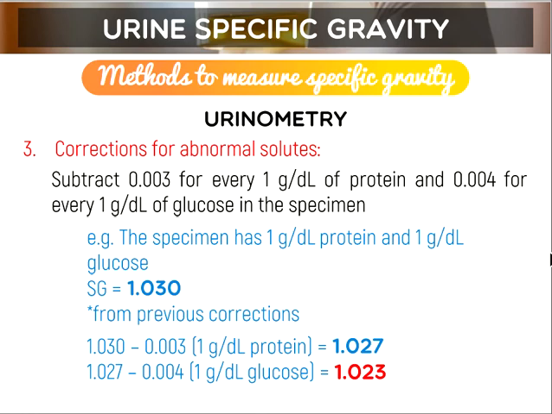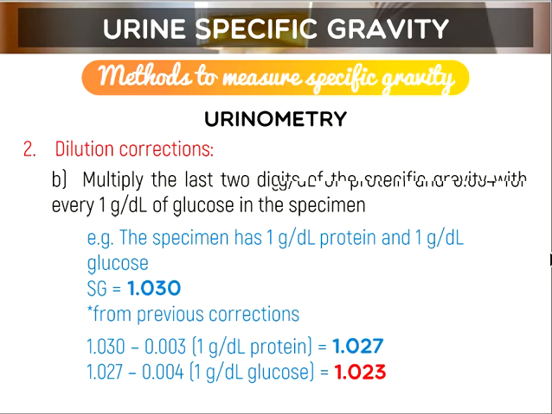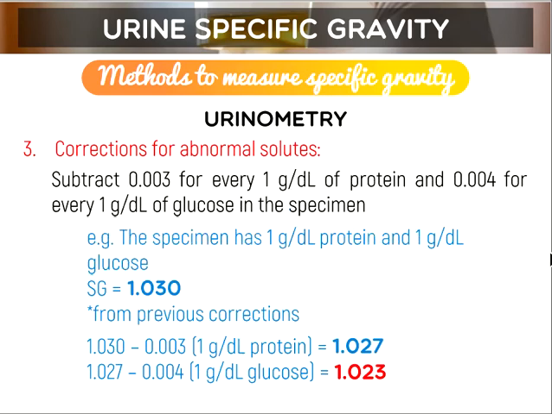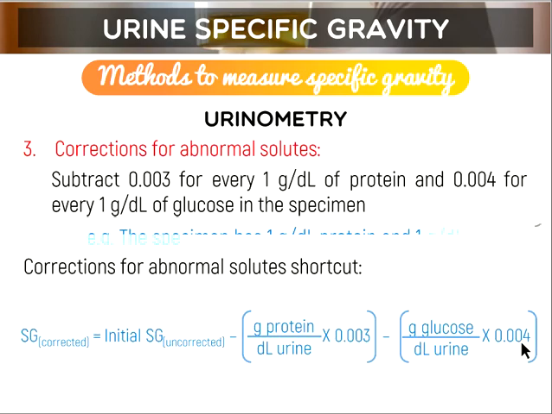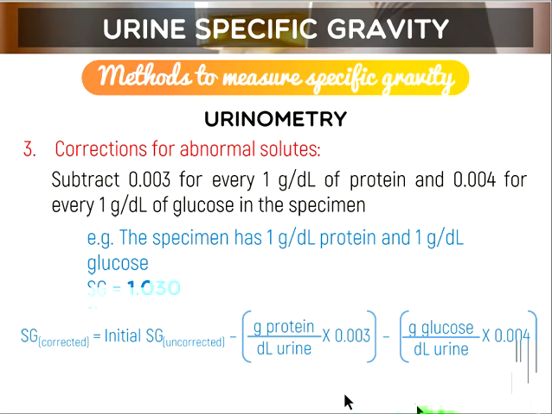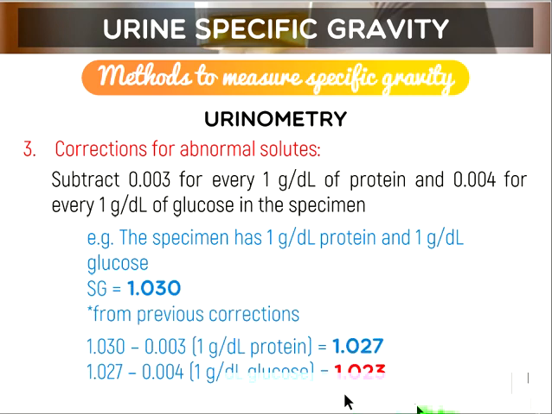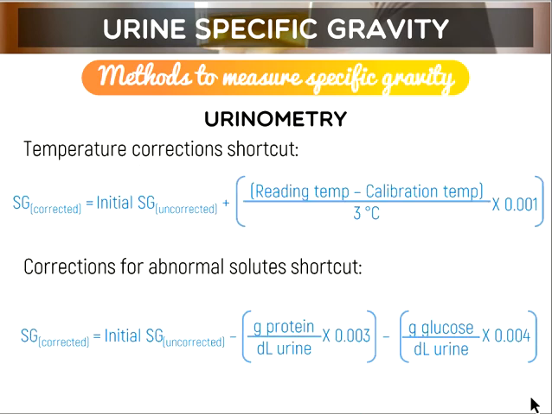So your SG from 1.030, subtract 0.003, is 1.027. And 1.027 minus 0.004 is 1.023. So the final SG is 1.023. I hope you got that so far. But we also have a shortcut: the temperature correction shortcut and the abnormal solute shortcut. I hope you can use these in the future.